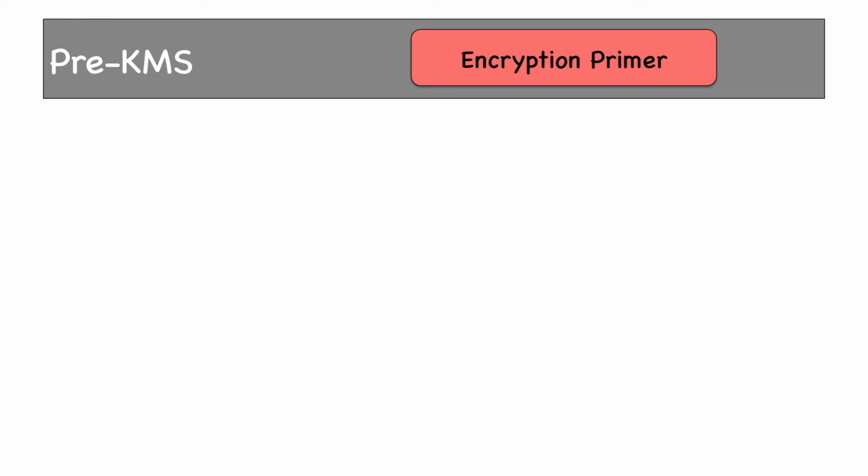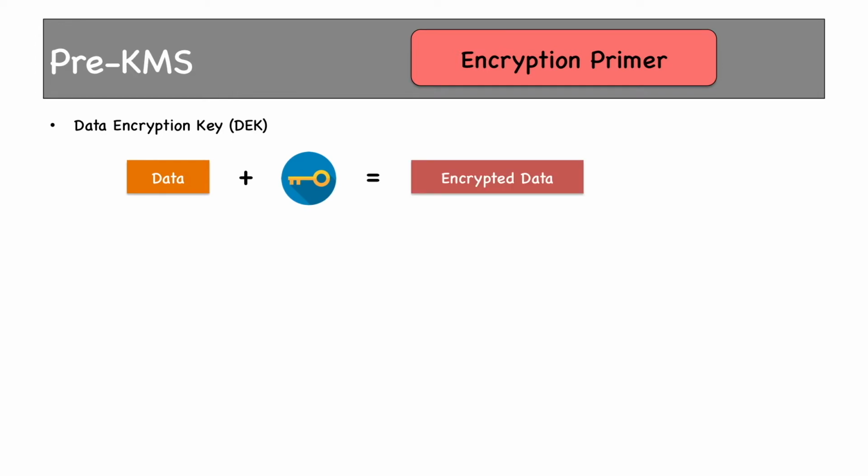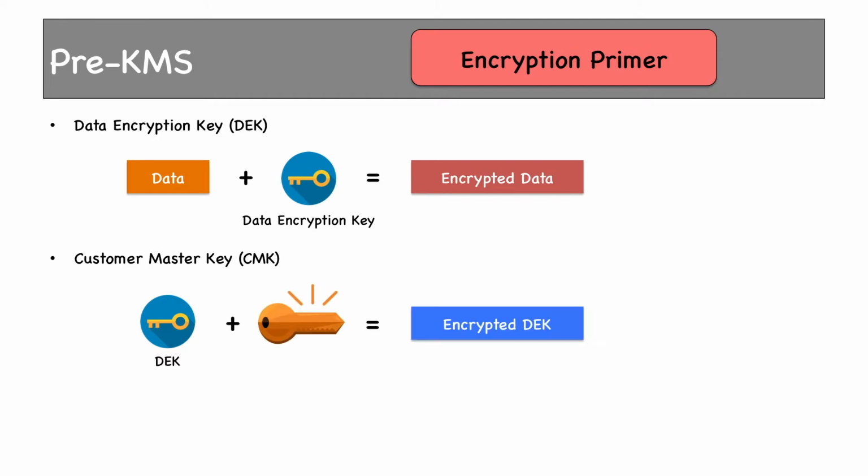In this slide, I'll talk about concepts pertaining to encryption at rest. First is the data encryption key or DEK. To encrypt this data, we'll use a key to get the encrypted data. This key is called the data encryption key or DEK. Wait a minute, things are not over here. We need another component called the customer master key or CMK. The DEK, which was used to encrypt data, is also encrypted using another key to get the encrypted DEK. This other key is called the customer master key or CMK.